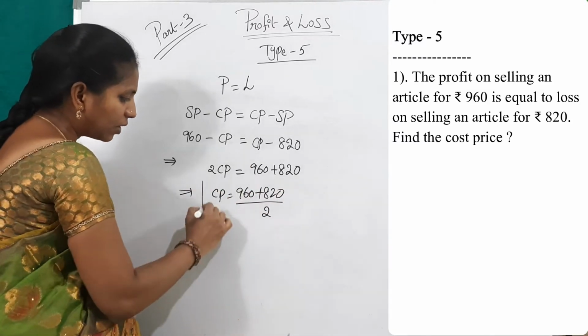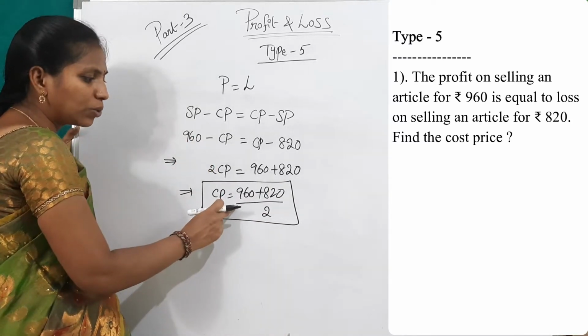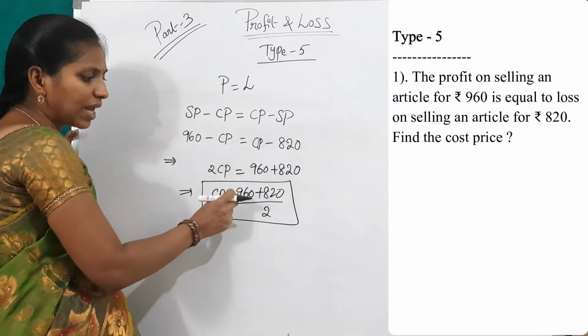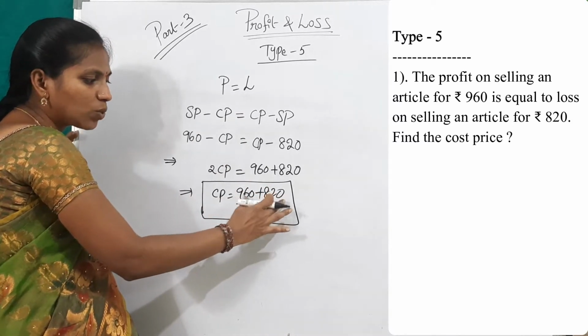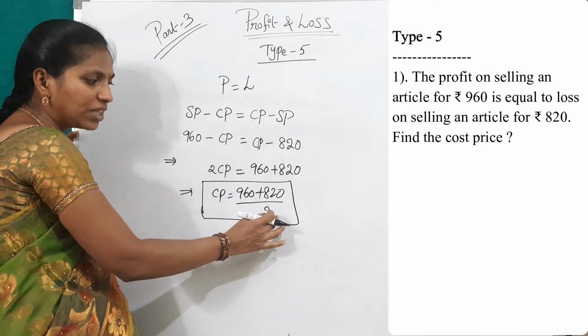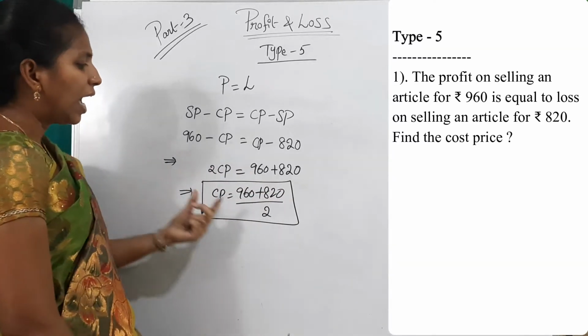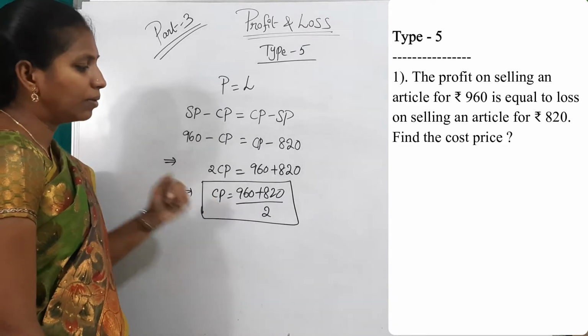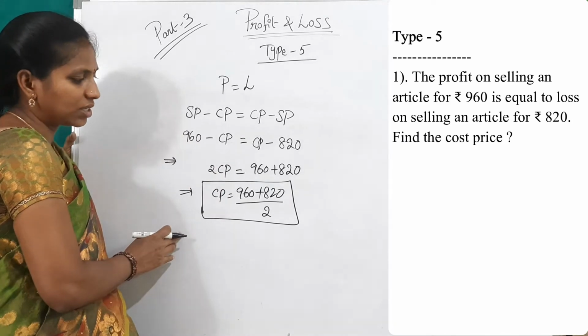See here, observe this one. Cost price equal to given values 960 and 820. Add those values, then by 2. This is called arithmetic mean. Okay, arithmetic mean. This is a formula. This is a shortcut to solve this type of questions.